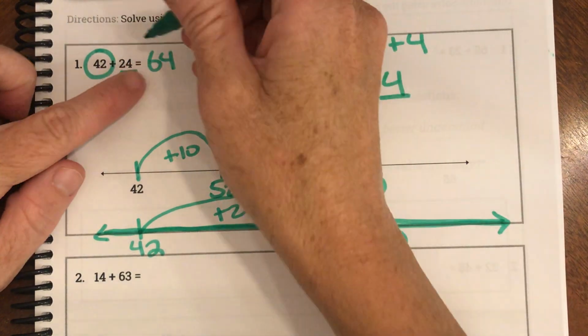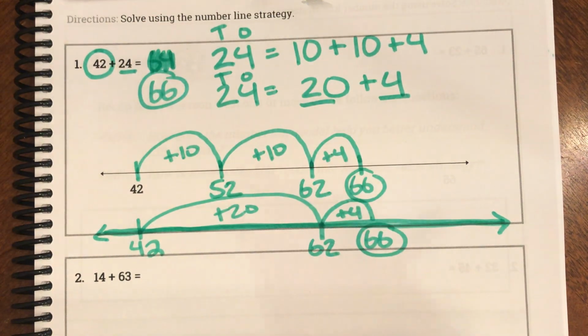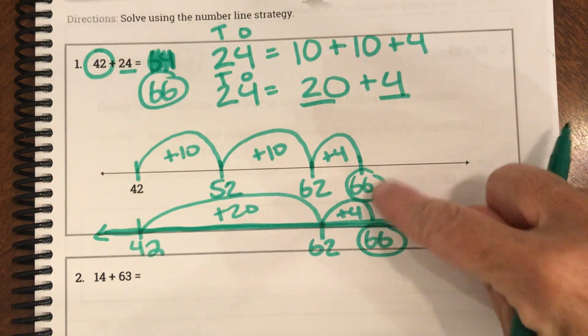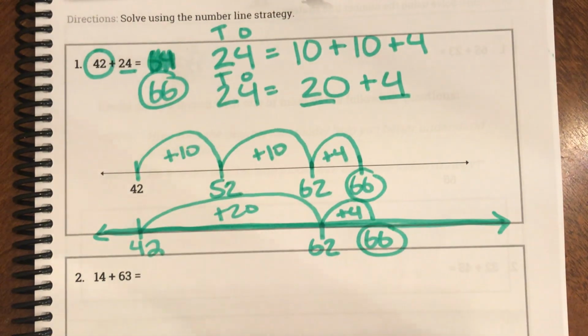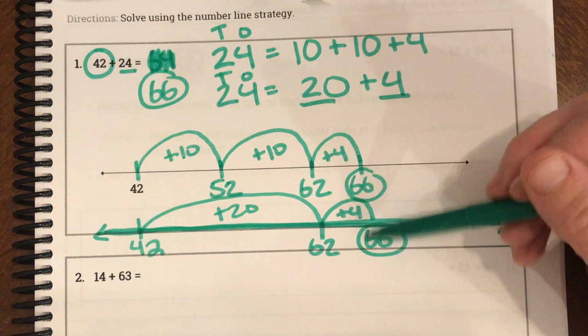Oh, friends, I don't know why I put a 64 there. Let's cross that off and make sure you have a 66. Miss Munoz is making mistakes today. I apologize for that. Make sure you have a 66. I had our right sum here, but we put the wrong one there. So those are 2 different ways I could do it.